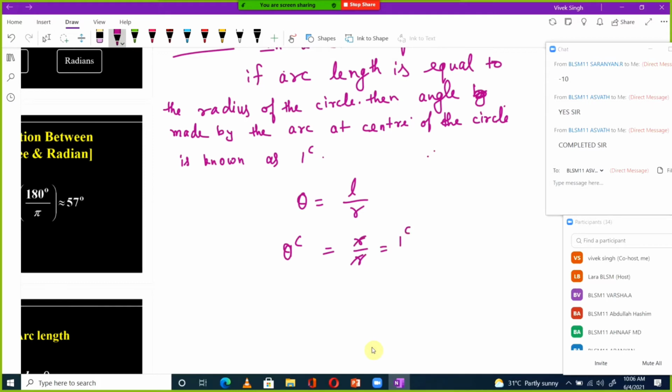Okay. So if the arc length, or you can write L, if the L value is equal to R, then what will your theta be? Theta will be equal to 1 radian. Clear? The angle will be 1 radian.